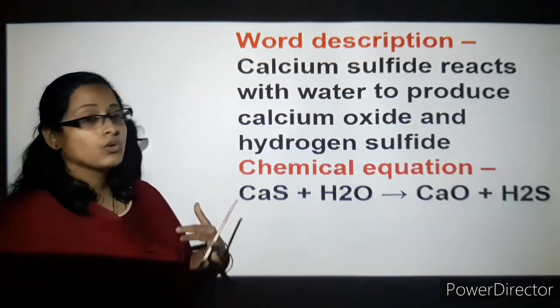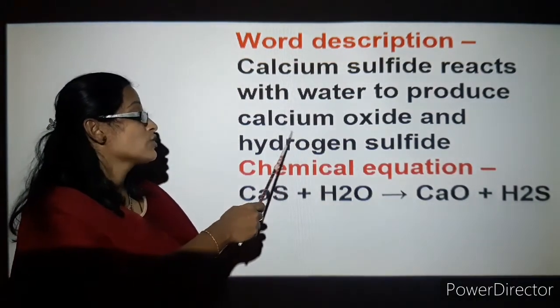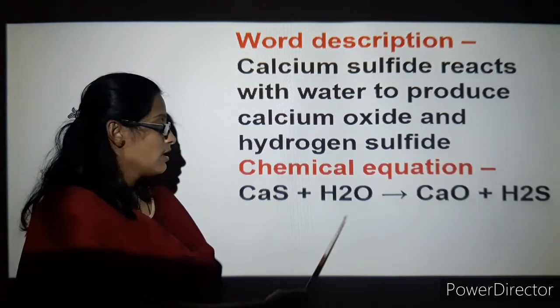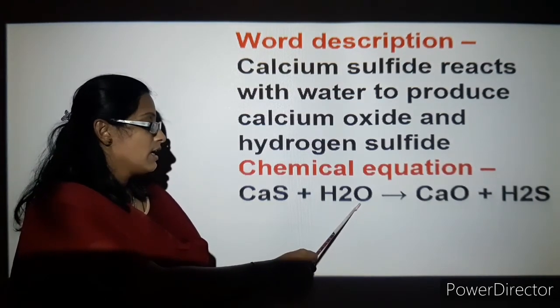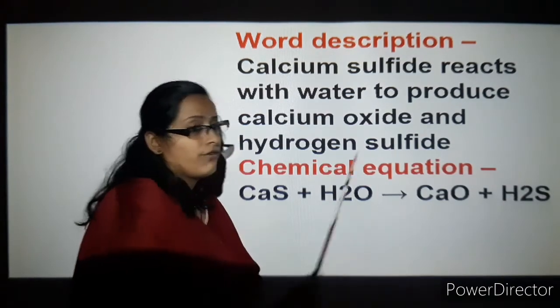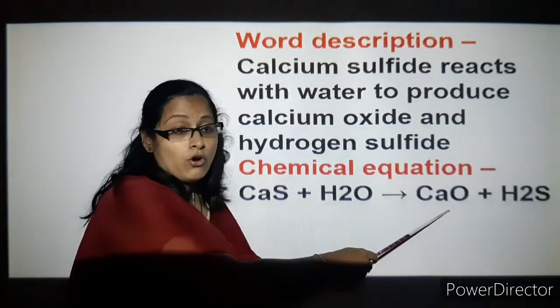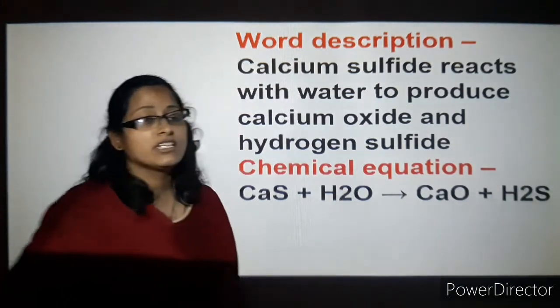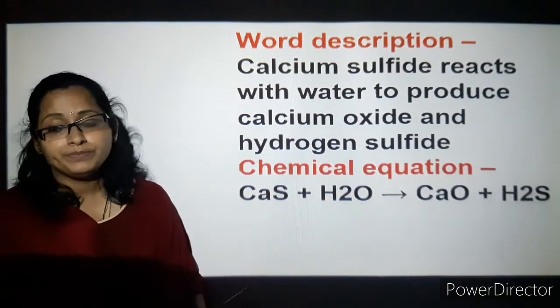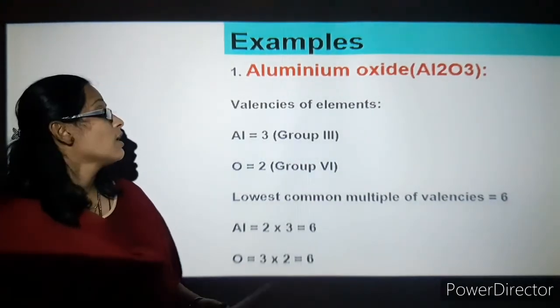So what is going to be released, you need to know. It forms calcium oxide, and it forms H2S, that is hydrogen sulfide. You can see that calcium oxide is in solid form and hydrogen sulfide is the gas released. So a few more examples we will see now.